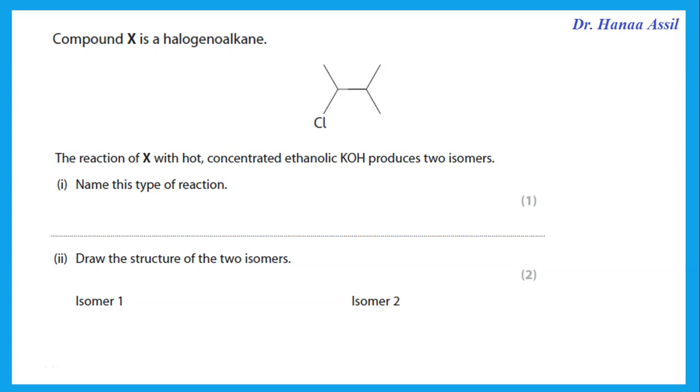Compound X is a halogenoalkane. The reaction of X with hot concentrated ethanolic KOH produces two isomers. Again, hot concentrated ethanolic. So KOH in presence of ethanol. We said KOH in presence of ethanol, that is elimination, in which we are forming a double bond. So either the double bond will remove the H on that methyl group on the left, or the hydrogen on the neighboring carbon. So these are the two possible isomers of alkenes that could be formed.